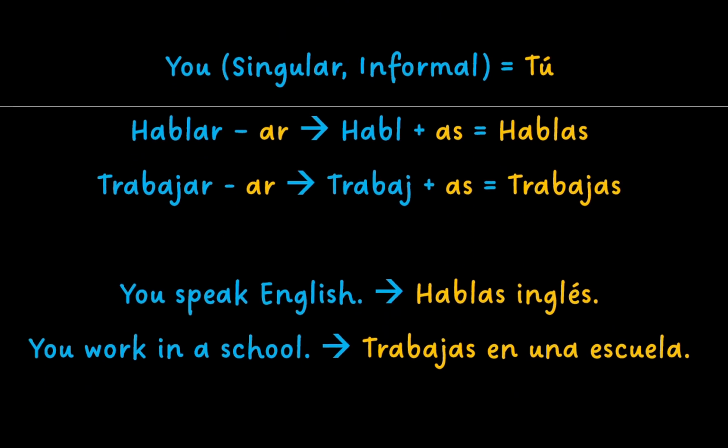You in Spanish when speaking to one person informally is tú, and to conjugate this we drop AR and add AS. So to say you speak, hablar becomes hablas, and to say you work, trabajar becomes trabajas. You speak English is hablas inglés. You work in a school is trabajas en una escuela.